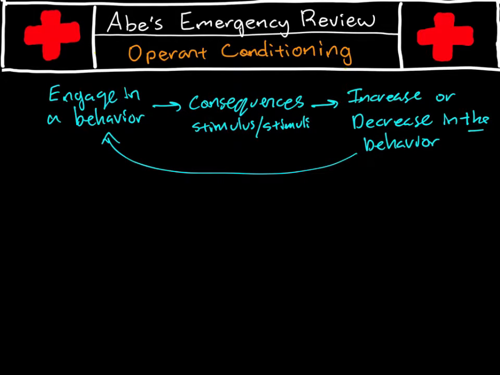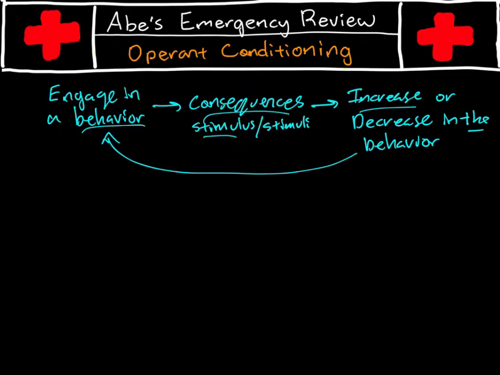So to make that clear, you go up to the vending machine and put your money in. That's the behavior you engage in. The consequences are you're presented with this stimulus of a candy bar. And those consequences lead to an increase in the frequency with which you put money in vending machines. So because of those consequences, you will put money in that vending machine more often in the future, presumably to get more candy bars.